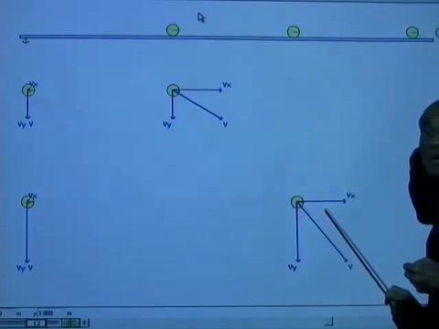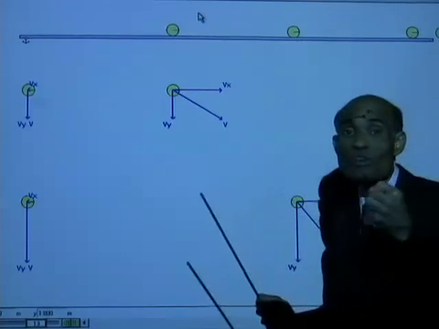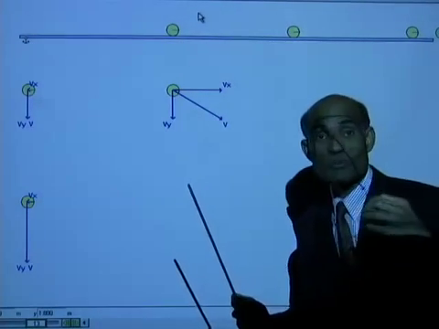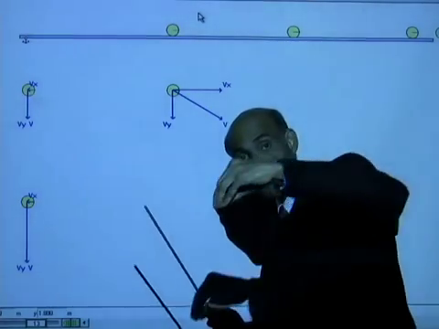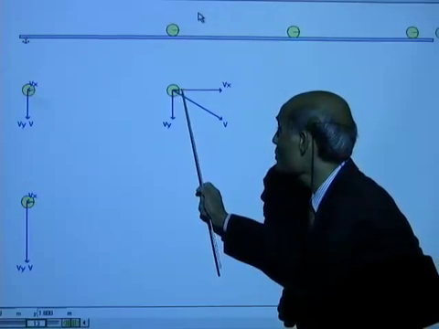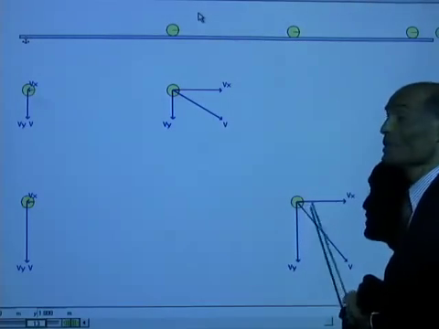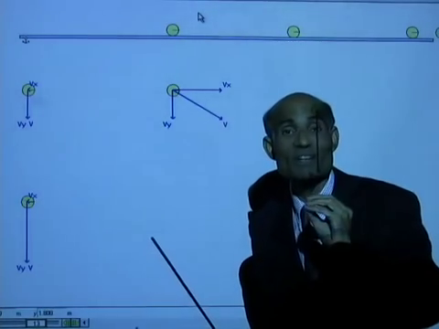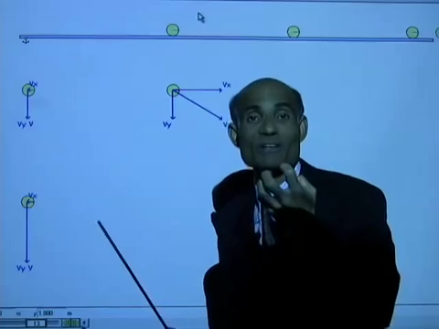Now tell me, the x velocity of this ball is vx. You look at this. What happened to vx with time? As the ball keeps falling, what is happening to the x velocity? The x velocity is not changing. Why is it not changing?